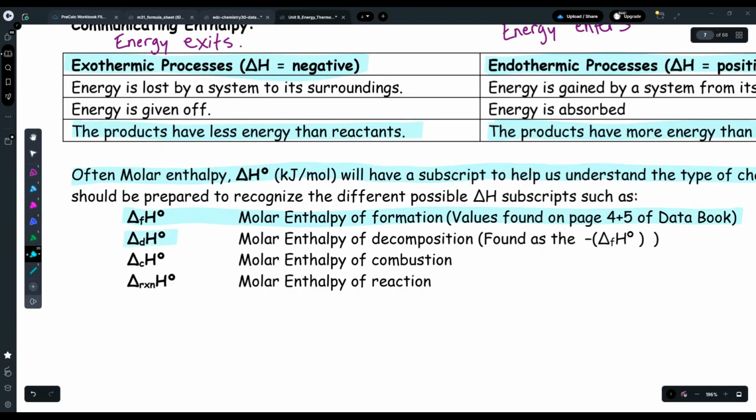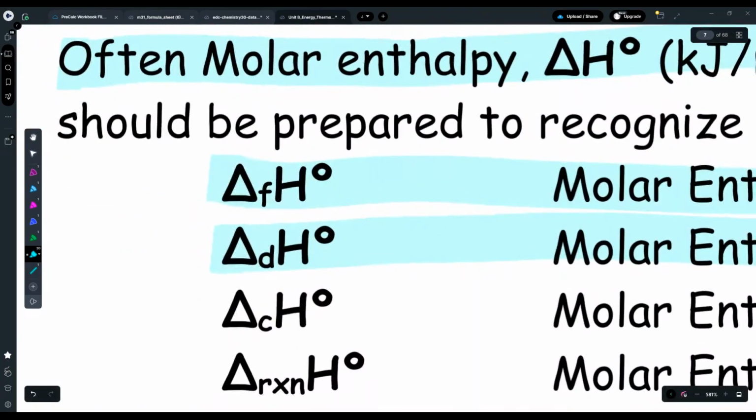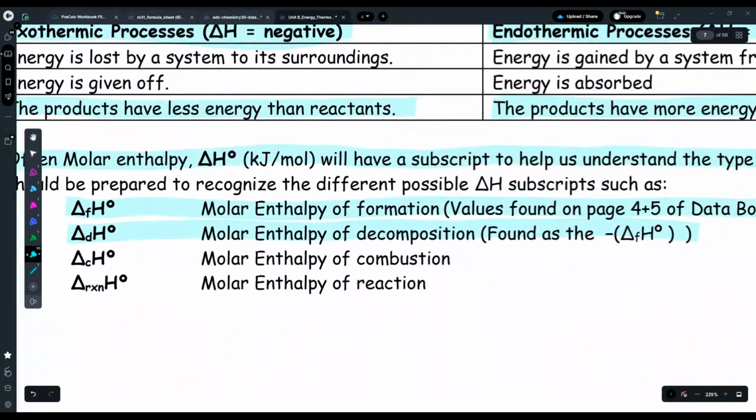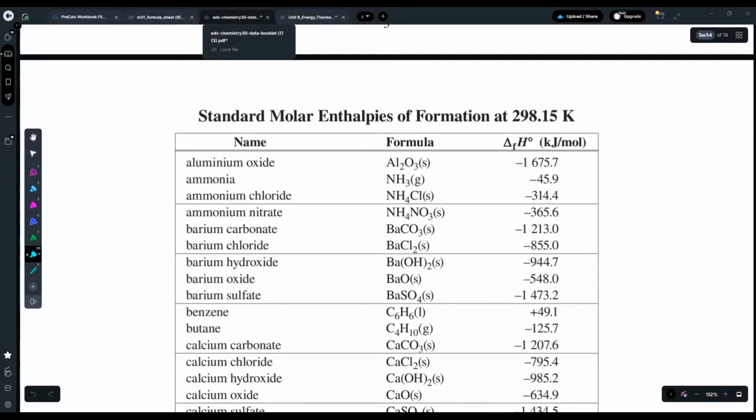Now the next one here is the molar enthalpy of decomposition. The D stands for decomposition as that little subscript there. Since decomposition is the opposite process of formation, you can figure it out by taking the molar enthalpy of formation of whatever substance the question is asking about, and multiplying it by -1, and you get the molar enthalpy of decomposition value. So, heads up on that.